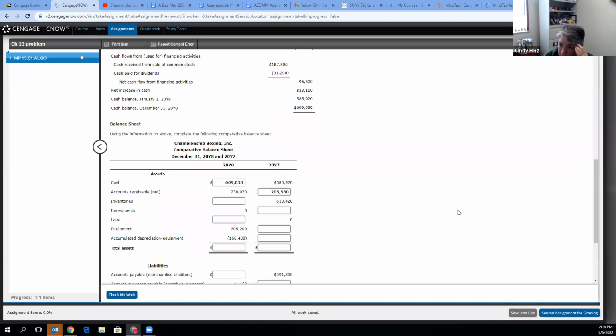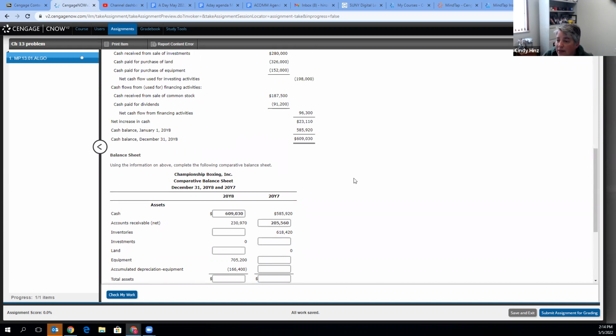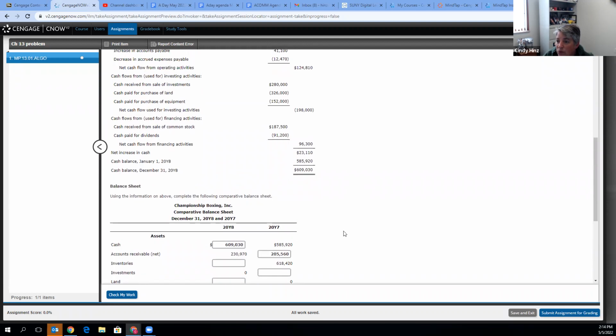Okay, I paused the recording there for a moment because it was brought to my attention that I had a math error. I just punched it into my calculator wrong. I had put in 203 rather than 230. And so the correct beginning balance for accounts receivable using these numbers should be 205,560. So thank you for bringing that to my attention before we got all the way through.